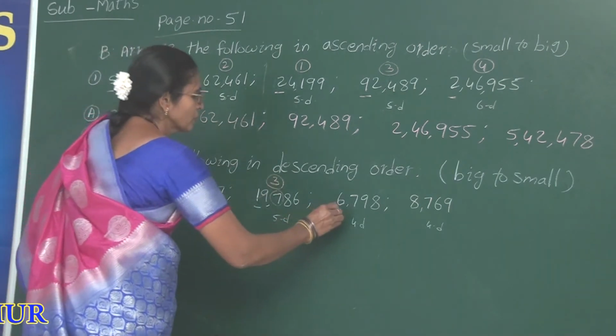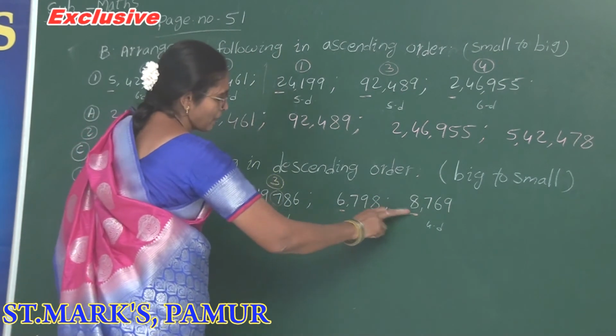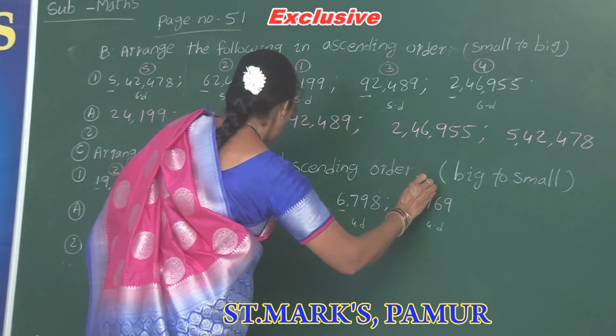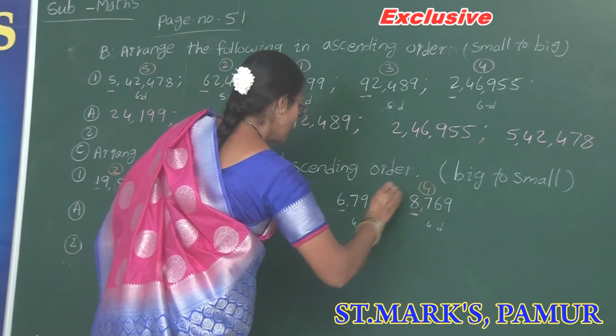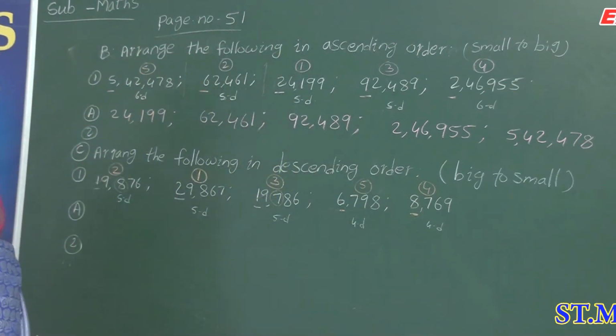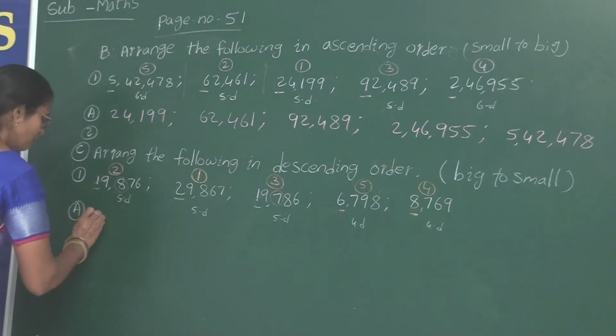And then here these two 4-digit numbers, 6 and 8. Compare 6 and 8, 8 is the greatest one. That's why this is fourth place and this is the last place. Okay, now we want to arrange this in the order. First place, what is that?